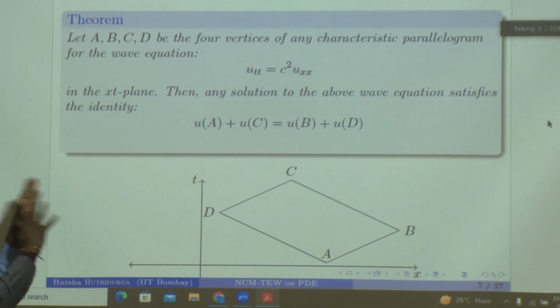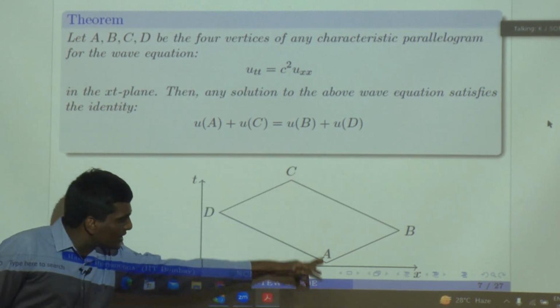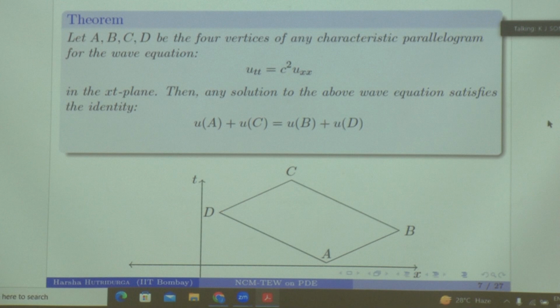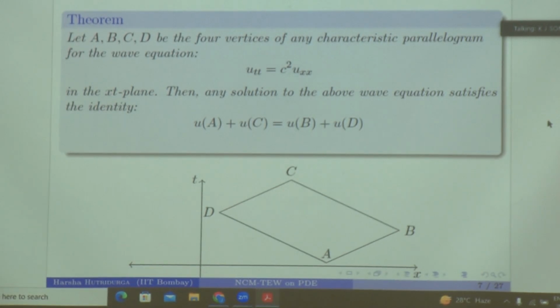At least the end statement: you take any arbitrary characteristic parallelogram in your xt plane associated with your equation, and then this holds. The value of u at the two opposite vertices sums to the same value. This particular identity is very useful, and there are two problems in the problem sheet where you have to essentially use this parallelogram identity and solve to get the values of the functions, the solutions to the problem. I hope this is clear, the parallelogram identity.